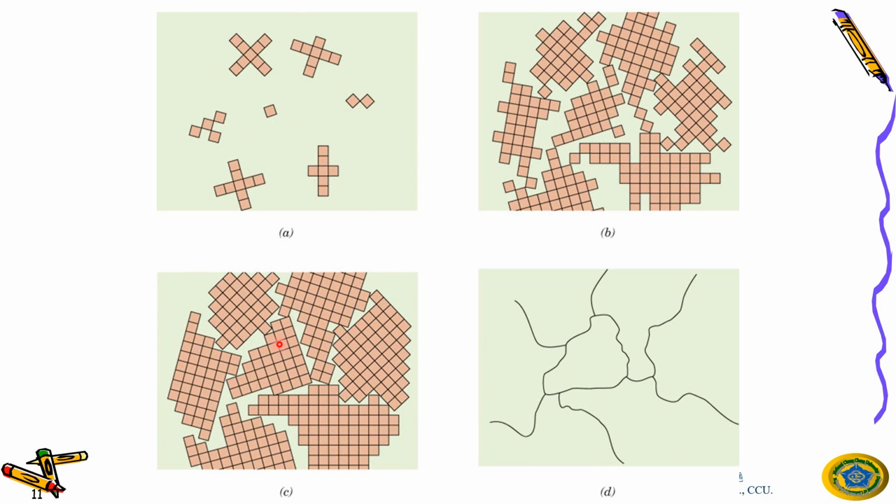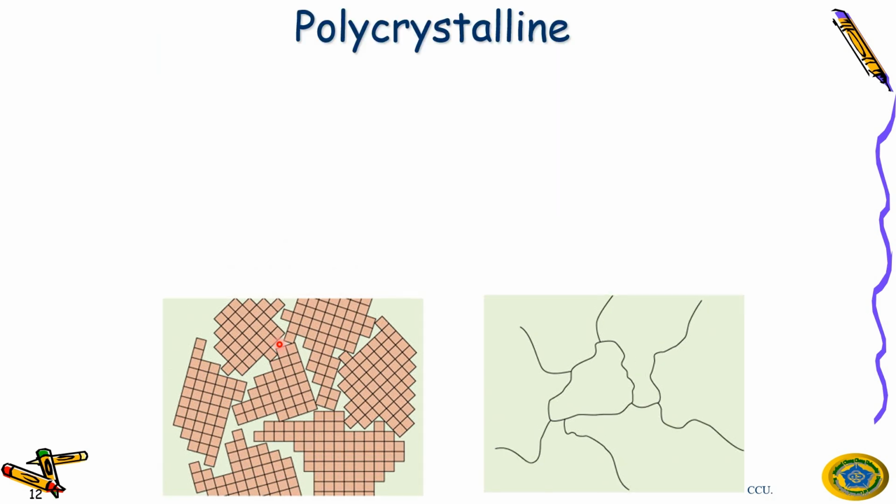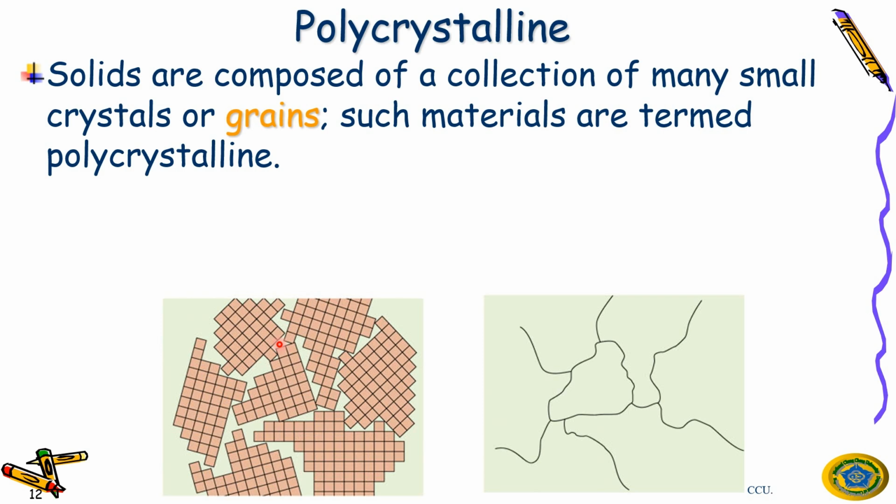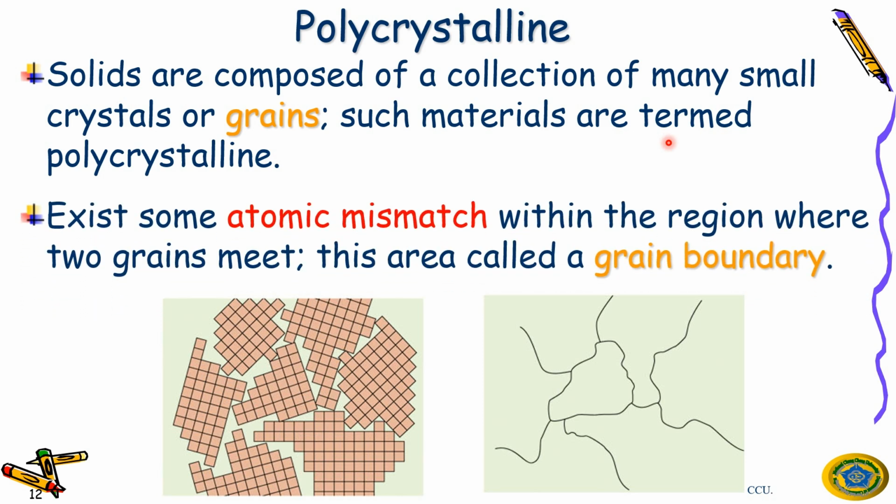Okay? So this is the cartoon showing you here. Polycrystalline solids are composed of a collection of many small crystals or grains. These grains are regarded as single crystals, so such materials are termed polycrystalline. There exists some atom mismatch. Atom mismatch means this grows this way, this grows this way, so there's a mismatch here. This area is called the grain boundary.